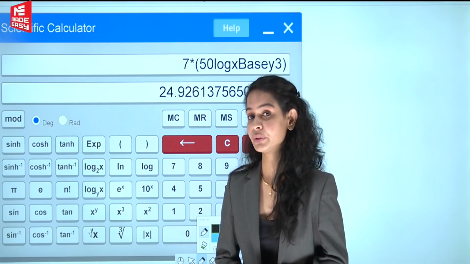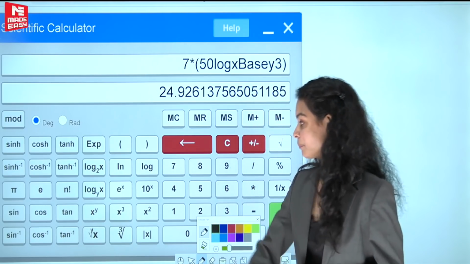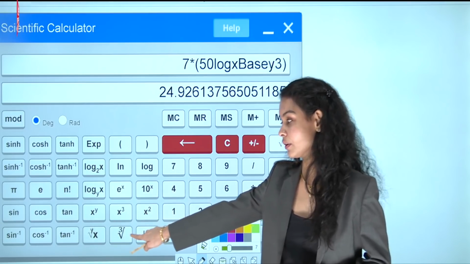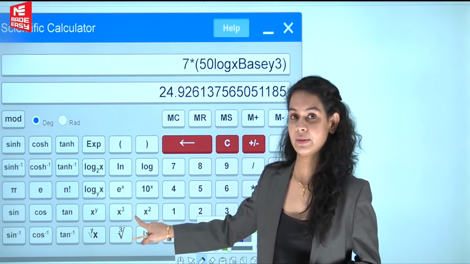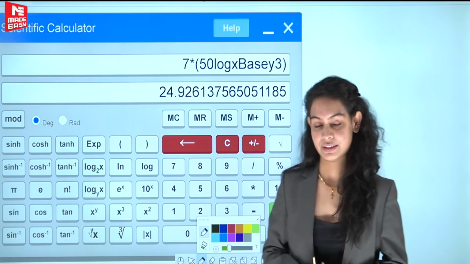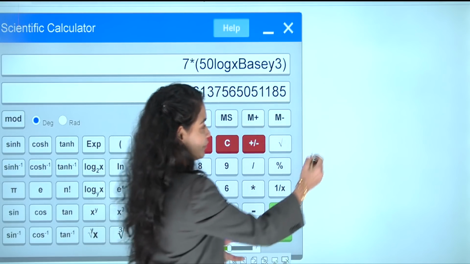Next we'll move ahead to the exponential functions such as e to the power x, 10 to the power x, or x to the power of y, x cube, x square. So we'll now deal with the exponential functions. Let's start with e to the power of x.